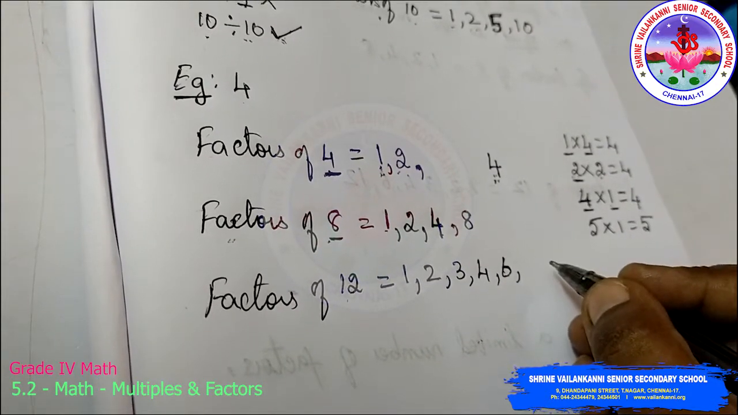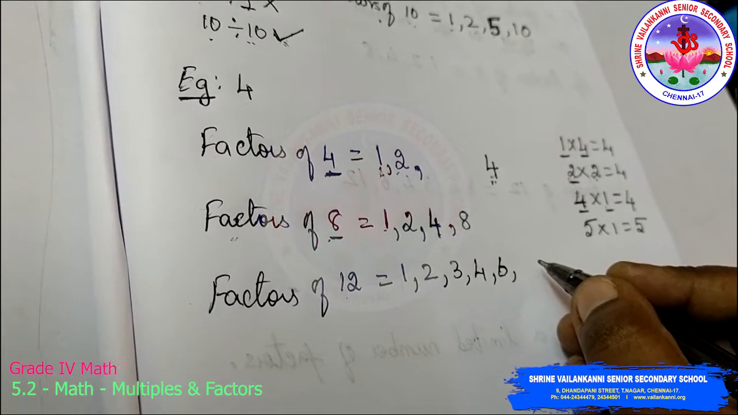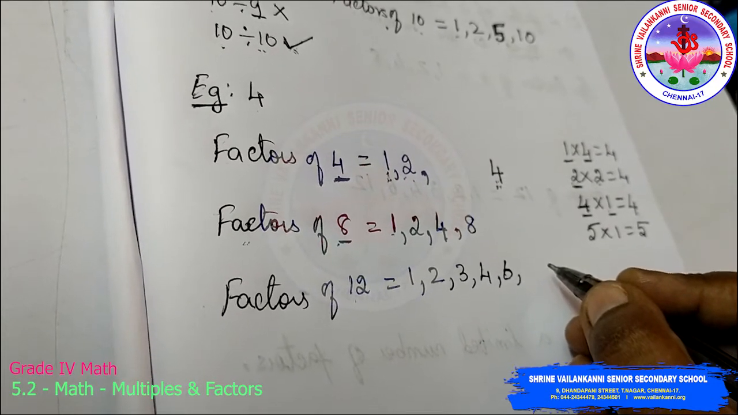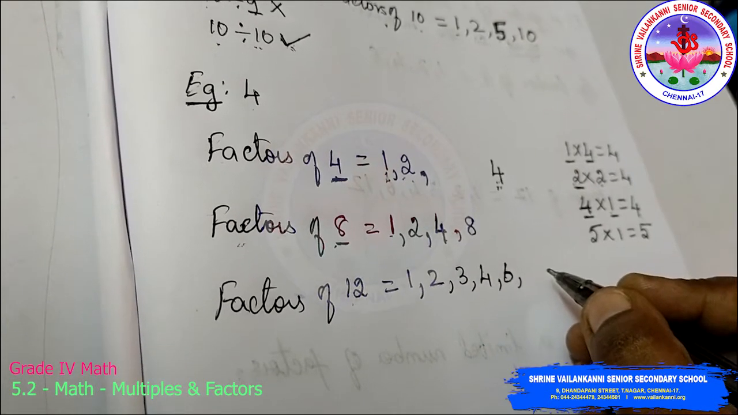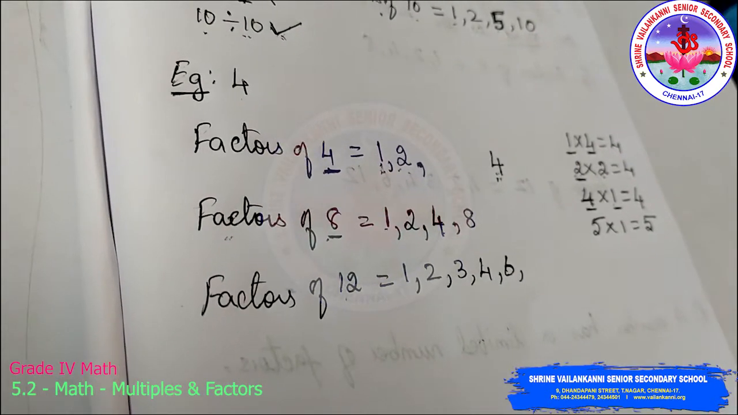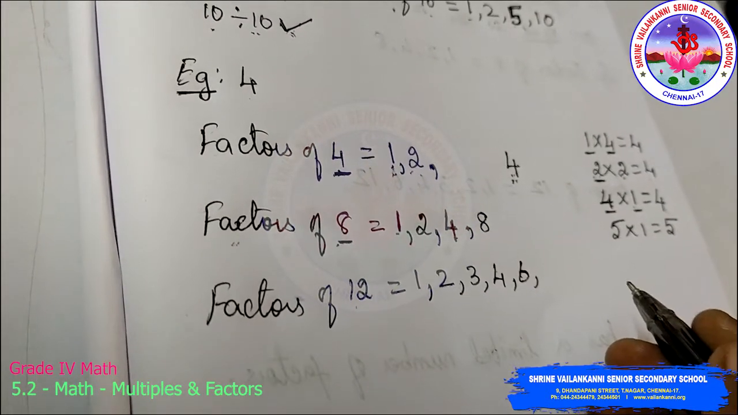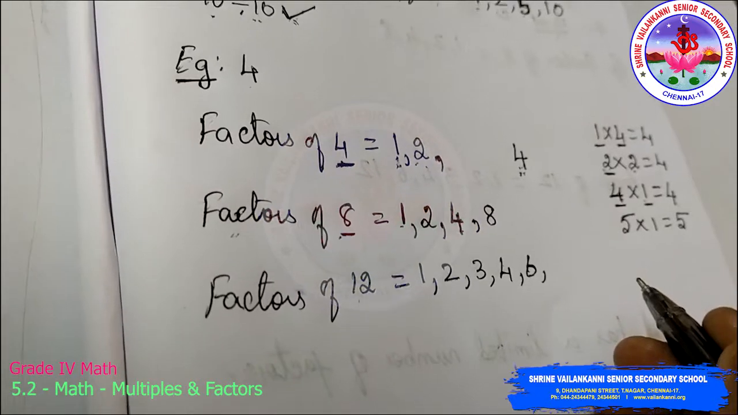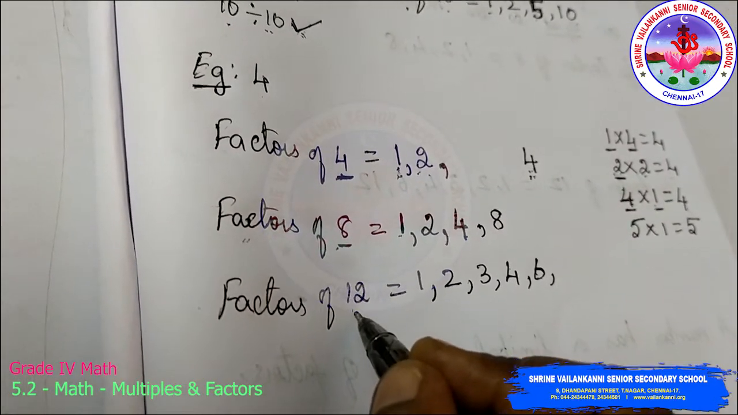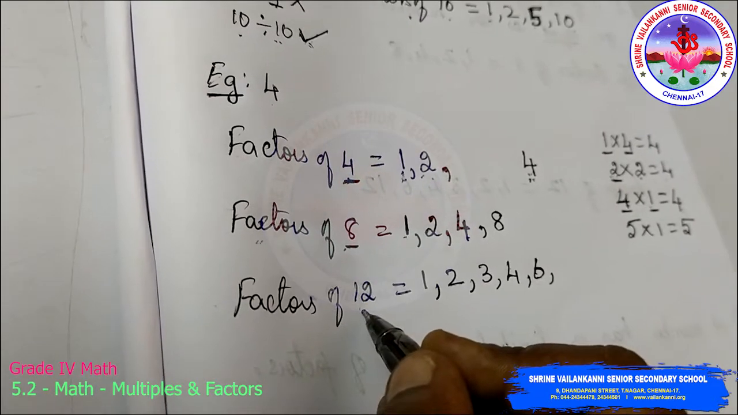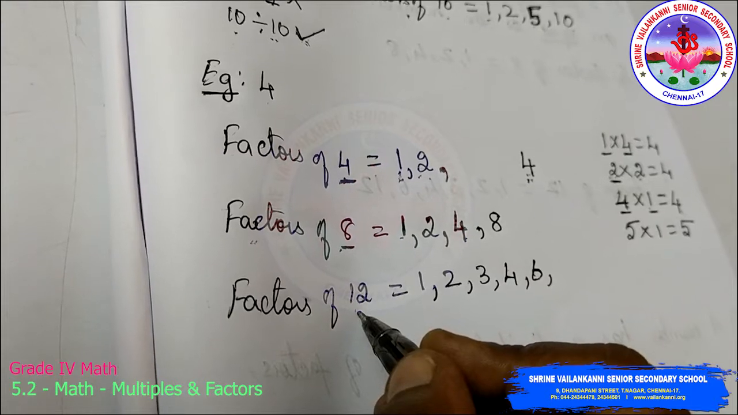Then check with 7 table. Do you get 12 in 7 table? No. 7 ones are 7, 7 twos are 14. And then 8 table. 8 ones are 8, 8 twos are 16. So there also I don't get 12 in 8 table. 9 table. Do you get 12 in 9 table? No. 10 table? No. We will not get 12 in 10 table. Then 11 table? No. 11 ones are 11, 11 twos are 22. So we will not get 12 in 11 table.